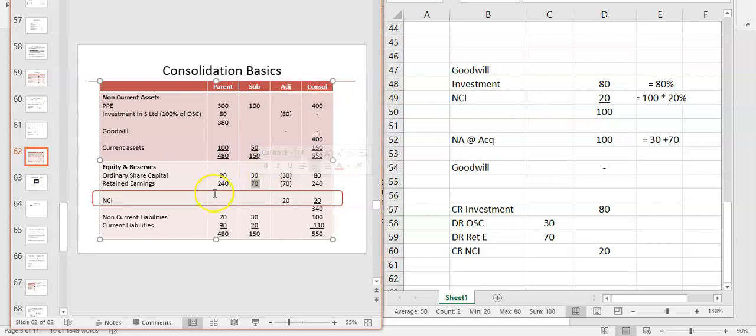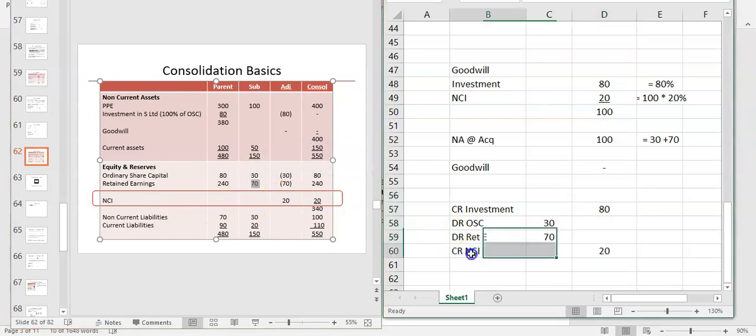And you'll see a new line created for the first time, NCI. And that is our credit to the NCI because it is in the equity section. And when you credit the equity section, you're increasing equity. That's why the NCI is positive there. The NCI can never be negative. It'll always be a positive figure.